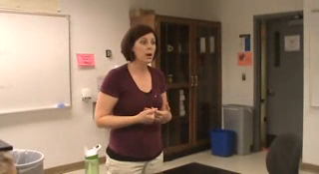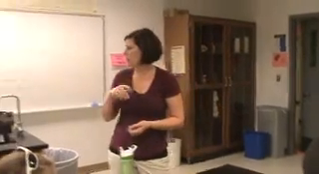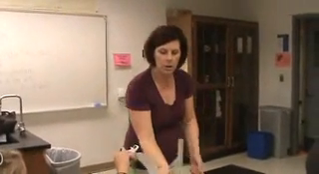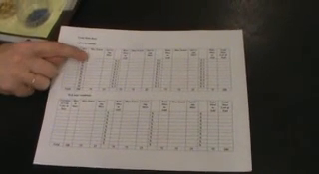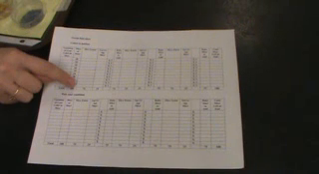Then we need to record our survivors on our data table. So here's the data table. They're going to need to list the colors of the mice. They had 10 at the beginning of each color. Now they need to record the mice eaten and then the mice that survived.